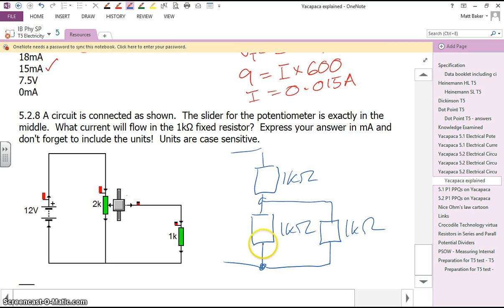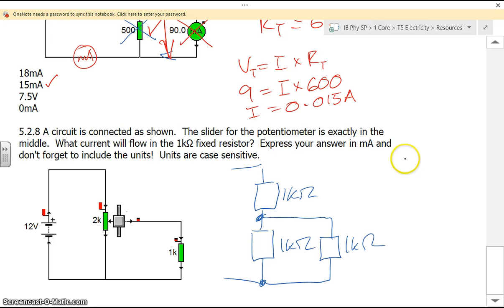Hopefully you can remember from the previous question that if we've got two identical resistors in parallel with each other, then the resistance just halves. So we can redraw this circuit like so. We've still got a 1 kilo ohm resistor on the top, but the equivalent resistor on the bottom now is just 500 ohms. There we are.